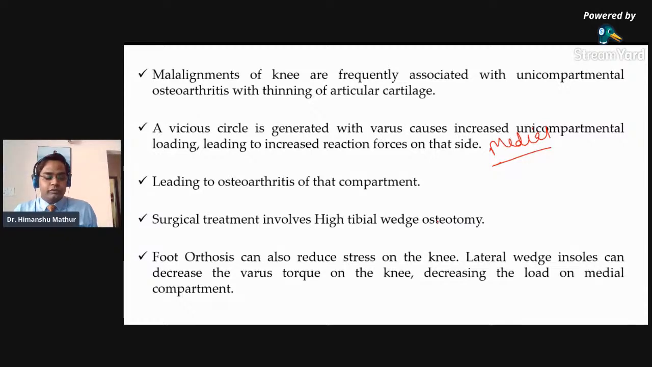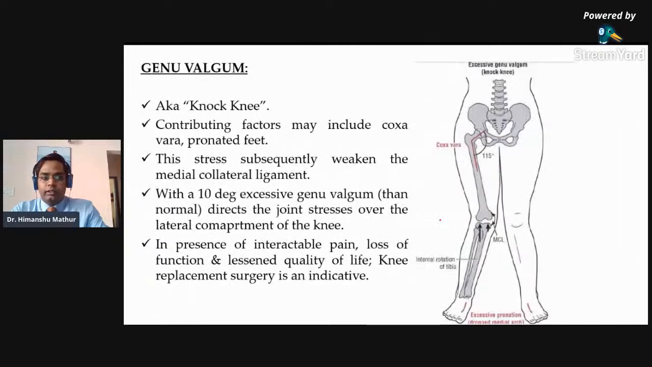Now, surgical treatment involves high tibial wedge osteotomy. Foot orthosis can also reduce stress on the knee joint. Lateral wedge insoles can decrease the varus torque on the knee joint, decreasing the load on the medial compartment. If it is a flexible or adaptive knee deformity, you can do something. But when the knee deformity is congenital, you do not have much to do in terms of orthotics or exercises. You must go for a derotation osteotomy, or any wedge osteotomy, which could eventually help the patient. Okay, talking in similar terms about genu valgum.